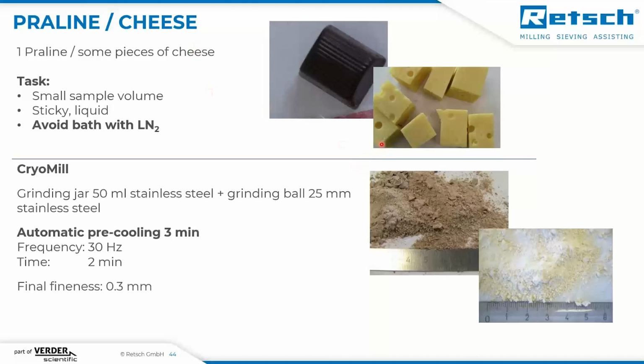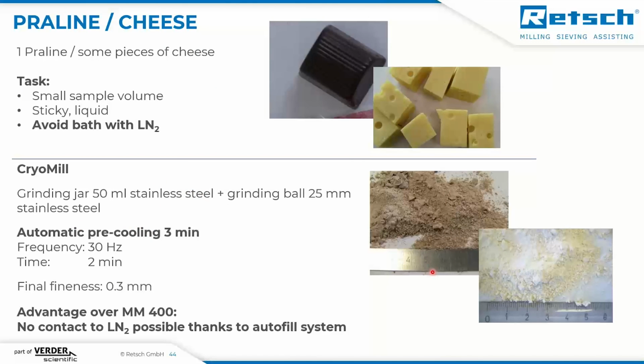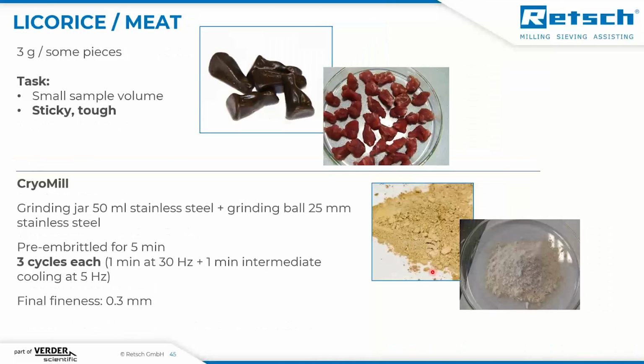Praline or cheese is a nice example. Here again, stainless steel grinding jars, boards, automatic pre-cooling 3 minutes, and 2 minutes the sample were just pulverized. If we compare it again to the MM400, we do not have any contact to the liquid nitrogen thanks to the autofill system. And if we have tougher sticky samples like this licorice or this meat, maybe this is not done in just 2 minutes grinding. It needs a little bit more grinding time.